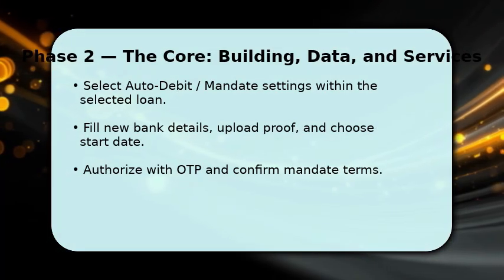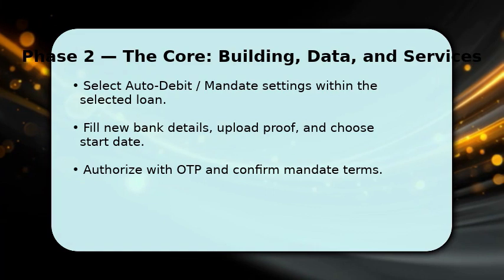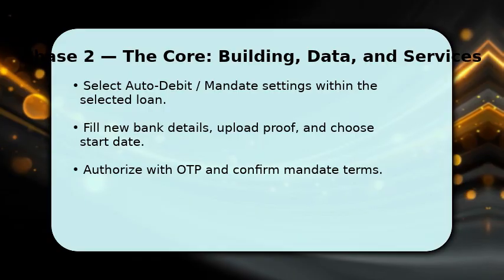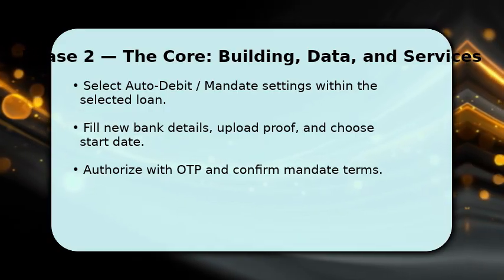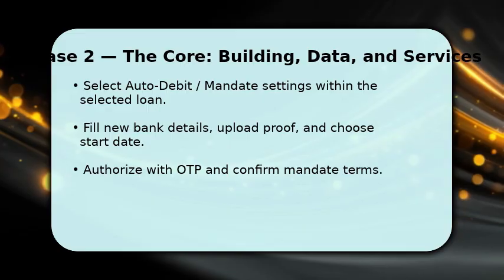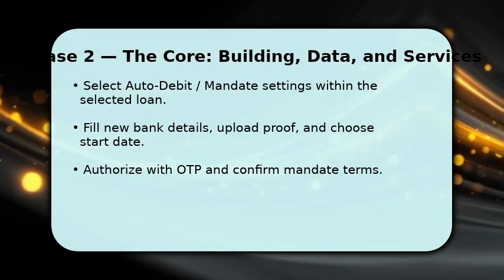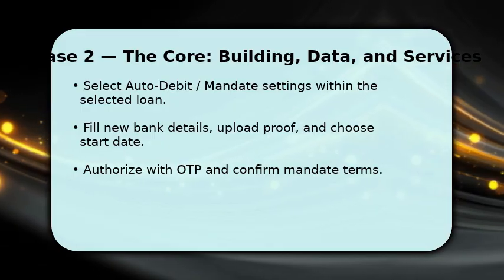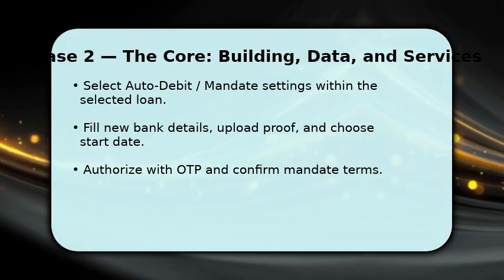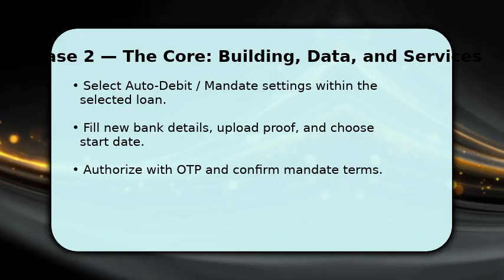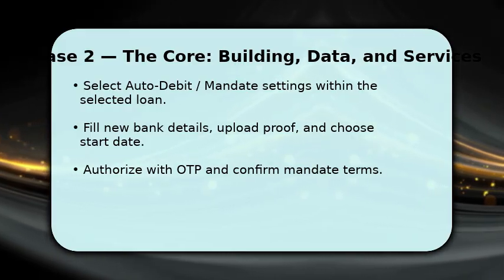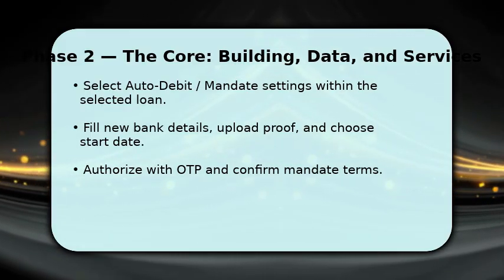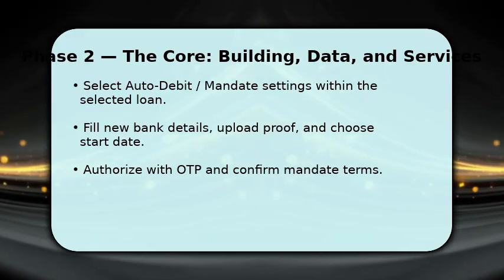Next, you manage the mandate fields precisely because errors block the switch. Inside Auto Debit settings, choose Update Mandate and carefully type the new account number and IFSC. Upload the check image or e-statement as proof. Then pick a mandate start date, ideally one banking day before the EMI, to ensure collection timing. Make sure to authorize the change using the OTP sent to your registered mobile. This authorizes the bank mandate and links the new account to your loan.